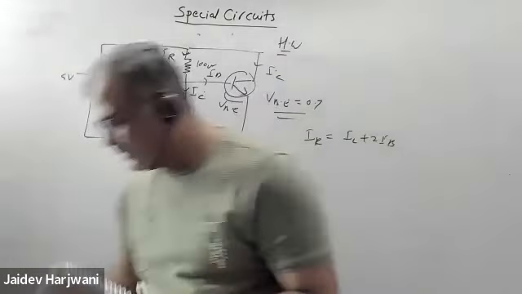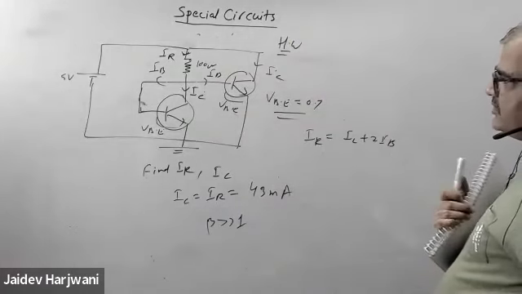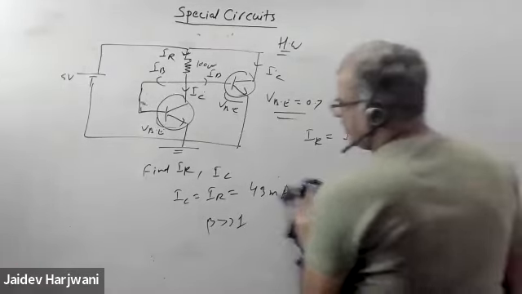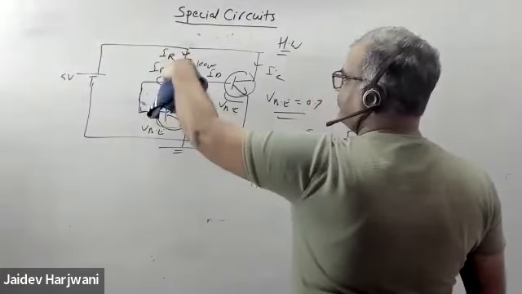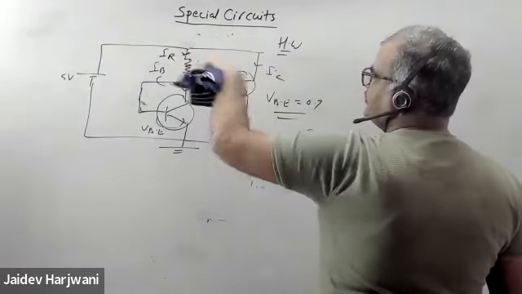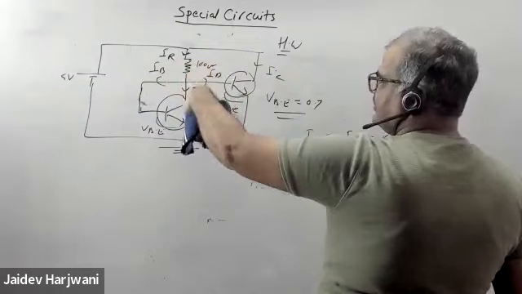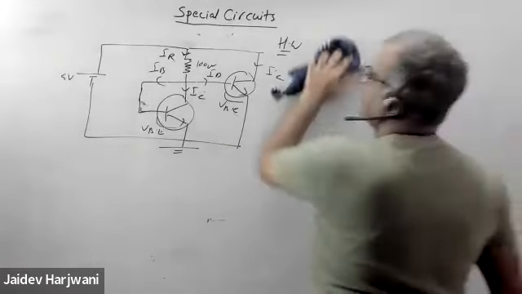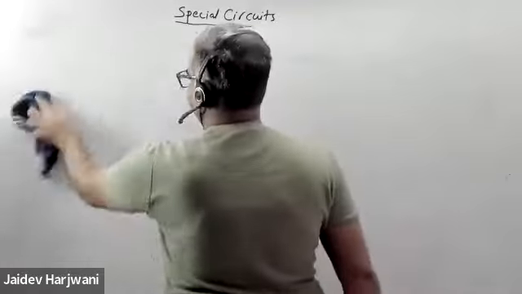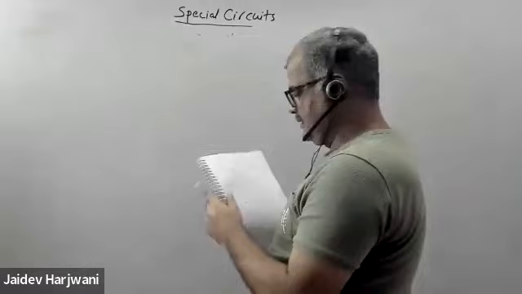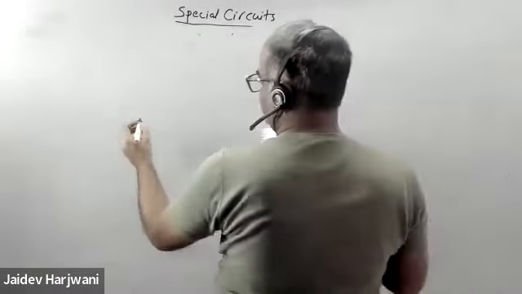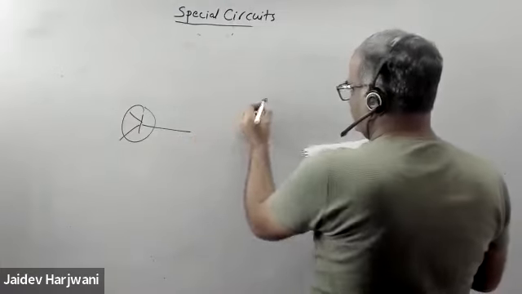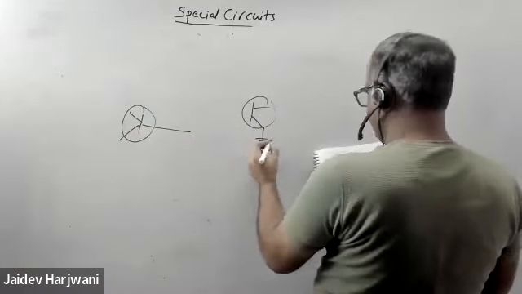Because the gain is very high, in that case you can assume that IB is negligible compared to IC. Some current comes from here and divides into both. This is almost IC, slightly more, and some current goes here, so the remaining IC is almost the same. I have taken 2 here, it is not necessary to take only 2, you can take more. So this is the same.